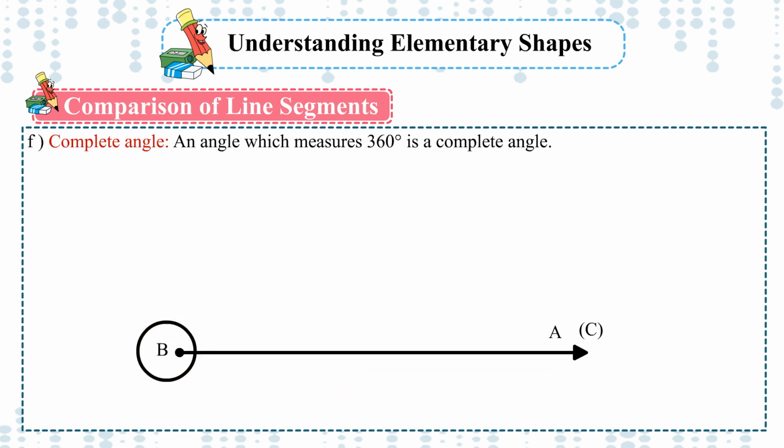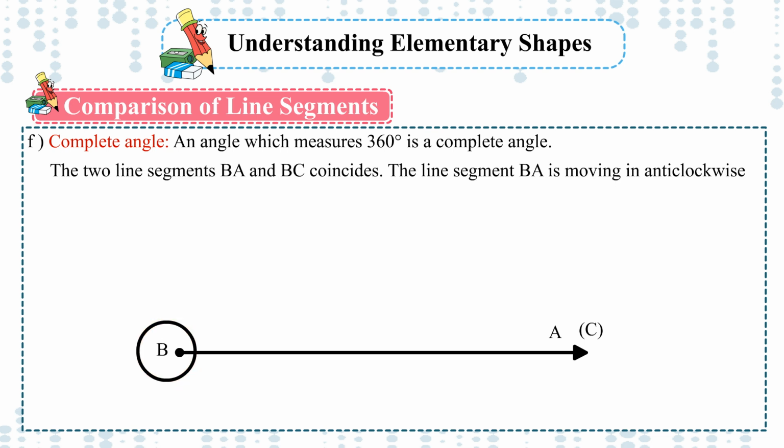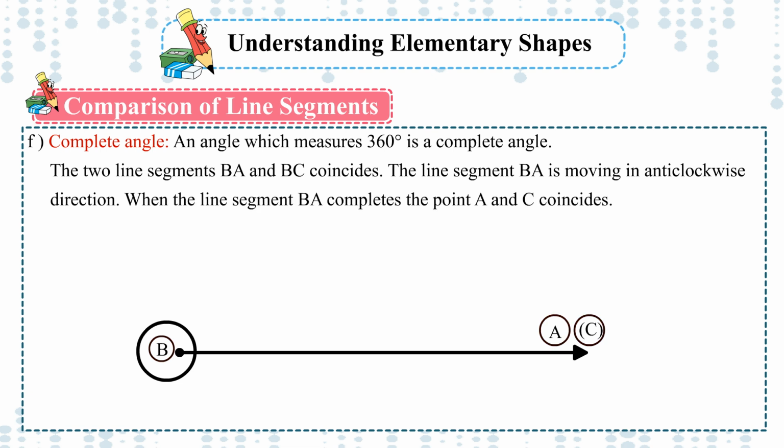F. Complete angle. An angle which measures 360 degrees is a complete angle. The two line segments BA and BC coincide. The line segment BA is moving in anticlockwise direction. When the line segment BA completes the rotation and points A and C coincide, this total angle is known as complete angle.